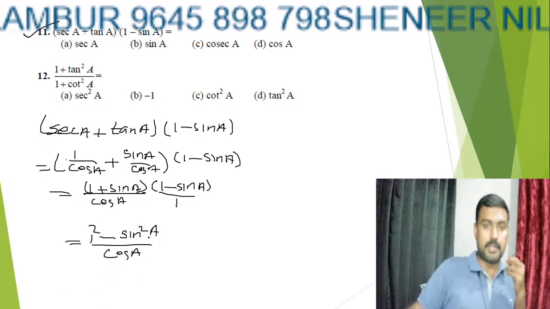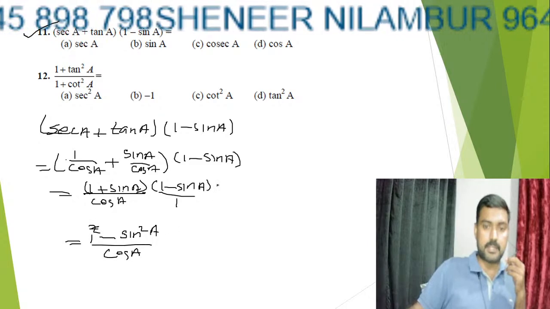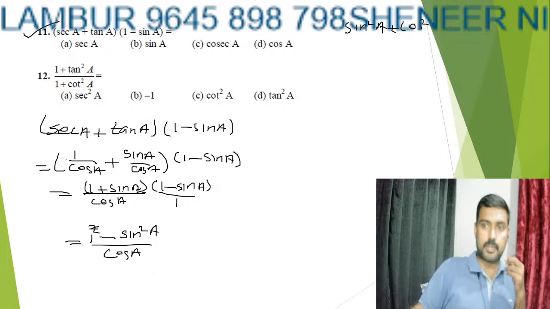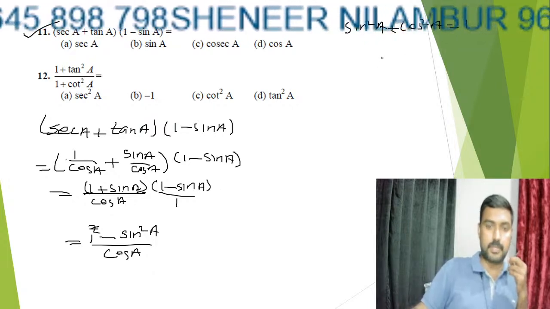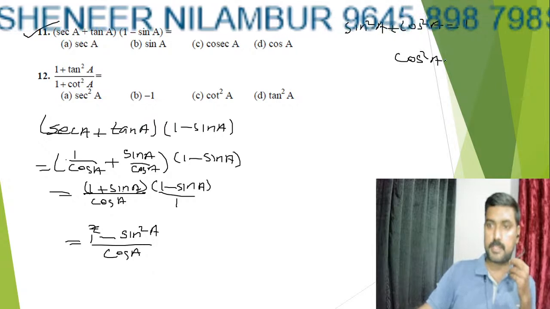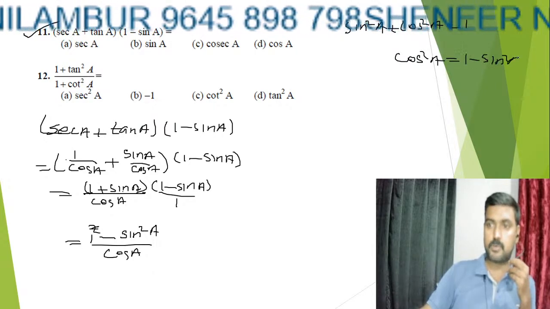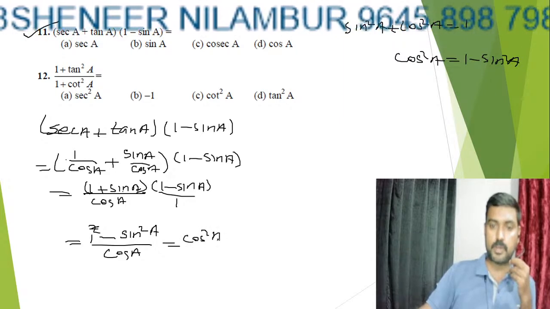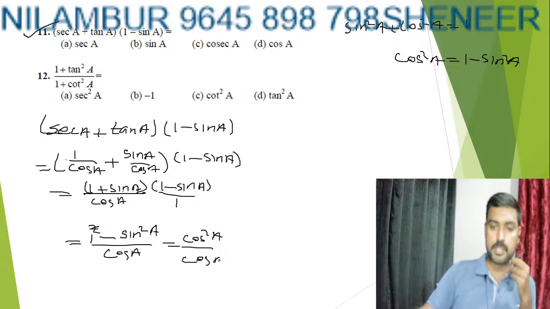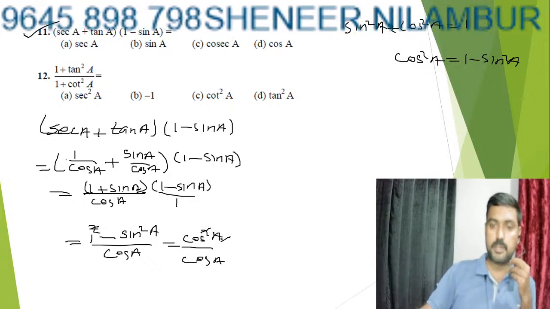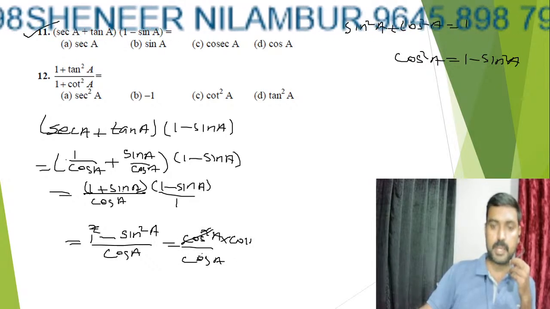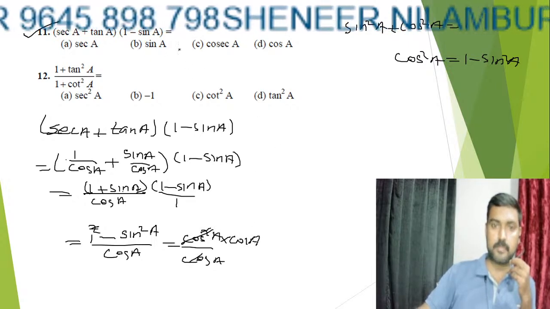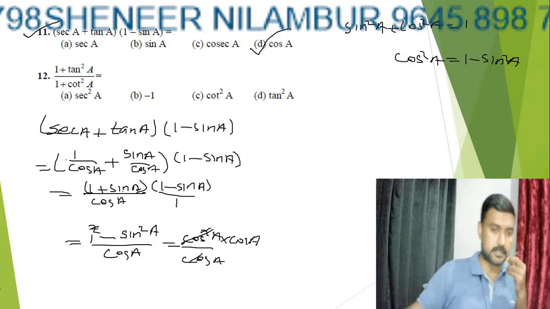So 1 minus sin square A, 1 square means 1, 1 minus sin square A is equal to cos square A. We studied that sin square A plus cos square A is equal to 1. So we can write that cos square A is equal to 1 minus sin square A. So instead of 1 minus sin square A, we can write cos square A divided by cos A. Here cos square A means cos A into cos A. So one cos A will be cancelled, balance one cos A will be there. So the answer is cos A. Option D is the right answer.